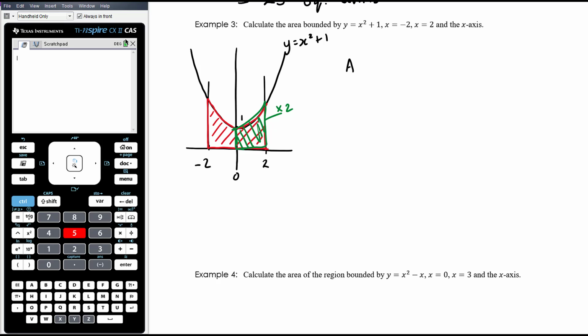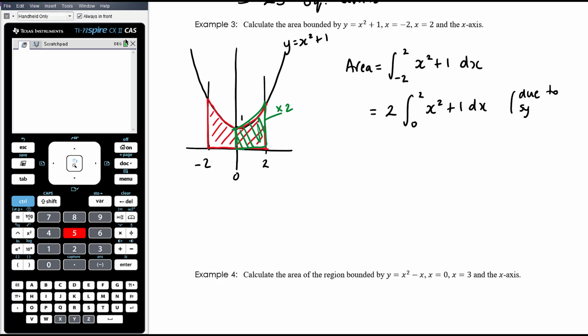Your area, everything's above the x-axis here, so we could do the integral from -2 to 2 of the function, which is x squared plus 1, with respect to x. Or that's the same as 2 times the integral from 0 to 2 of x squared plus 1, because of the symmetry. So if you can make use of the symmetry of a function, that's often a helpful thing to do.